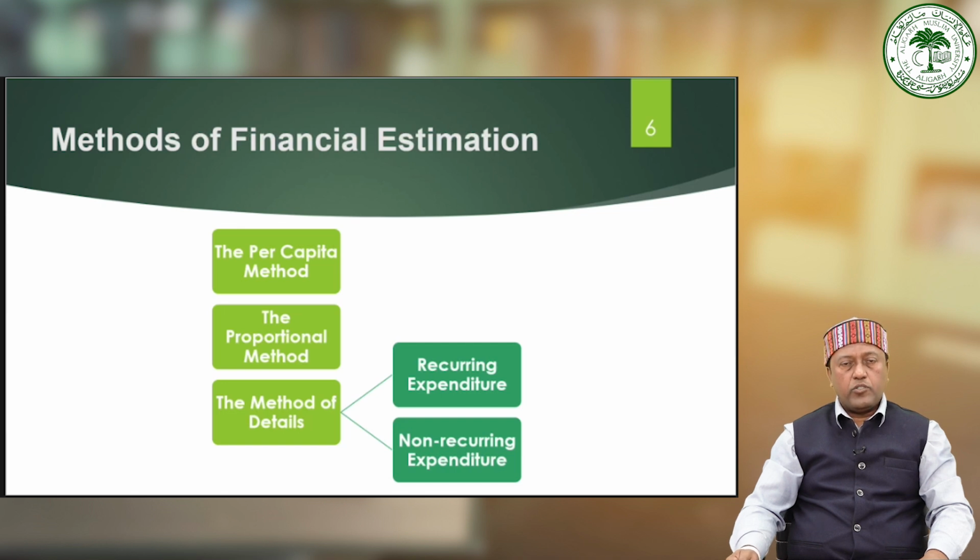So it depends on the development process. If the library is well developed, you can go for 6.5. If it is in the stage of developing, you can go up to 10% also. So this is the range. And this type of system, where we fix a certain percentage, is called the proportional method.